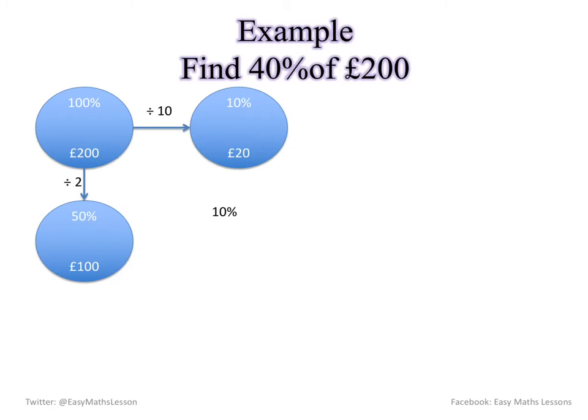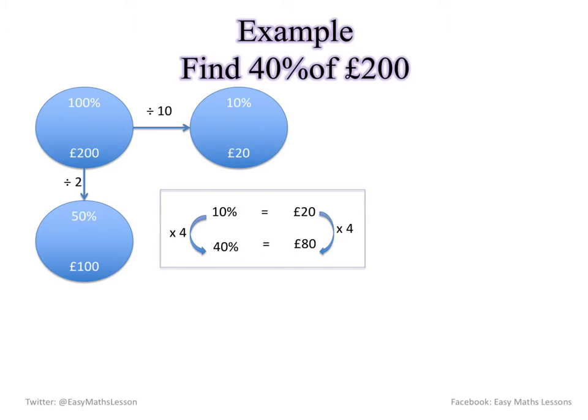First of all, I'm going to take my 10%, which is the same as £20, and I'm going to times this by 4 on both sides. When I times it by 4, 10 times 4 is 40, but whatever I do on one side, I must do on the other. So 20 times 4 is 80. So my final answer here, 40% of £200 is 80.